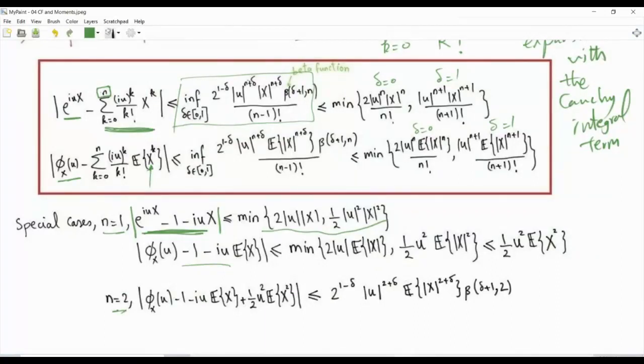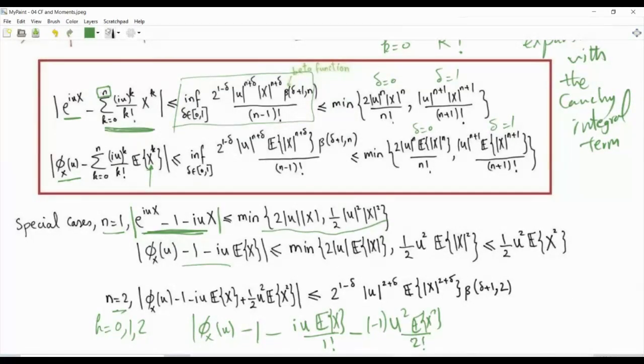If n is equal to 2, let's look at this second one. So basically k is equal to 0, 1, and 2. So we have magnitude phi x of u minus, okay. If k is 0, this is 1. But if k is 1, this will be i u expectation x to the power 1, which is expectation x, over the factorial of 1, which is 1, minus, if k is equal to 2, then we have i squared, so that's minus 1, and then we have u squared, and then we have expectation x squared, and then we have the factorial of 2. Okay, and so those guys will give you these terms here.